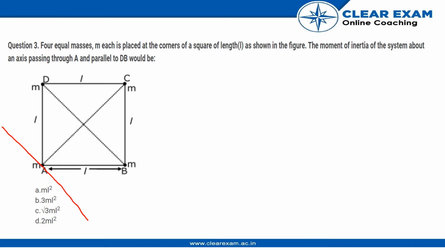So let's find out the moment of inertia. Now A is on the axis, so it won't create any moment of inertia. So the moment of inertia due to A would be equal to 0. D would create it, C would create it, and so would B. So let's find out the moment of inertia due to individual particles and add them up.